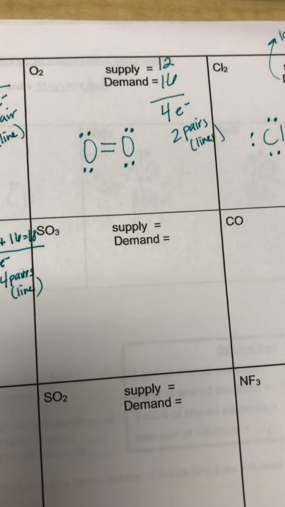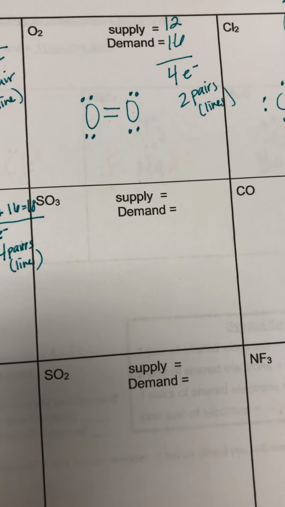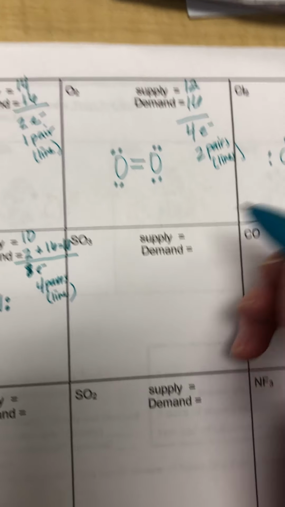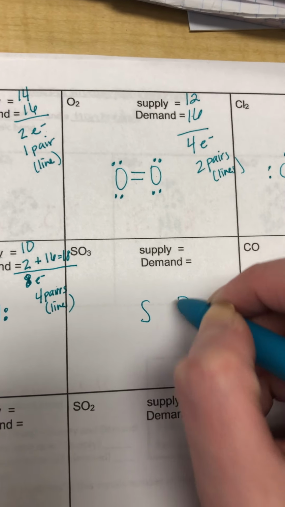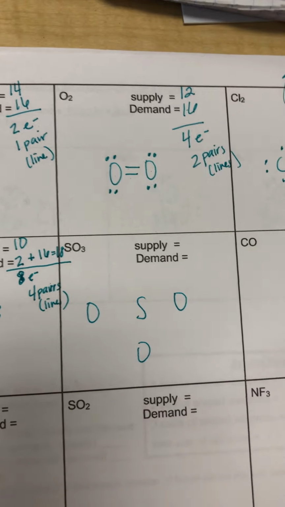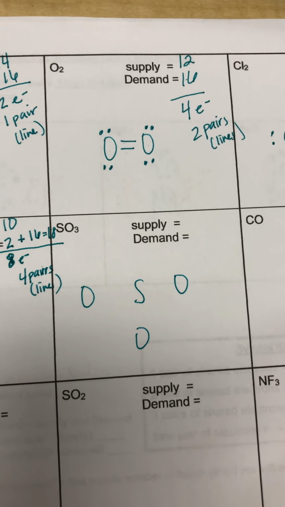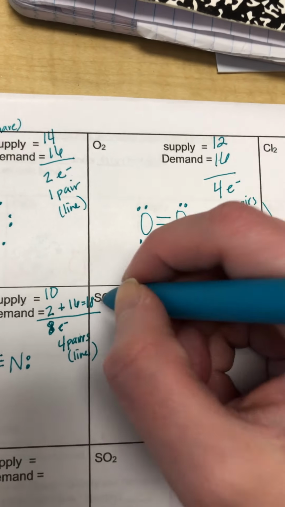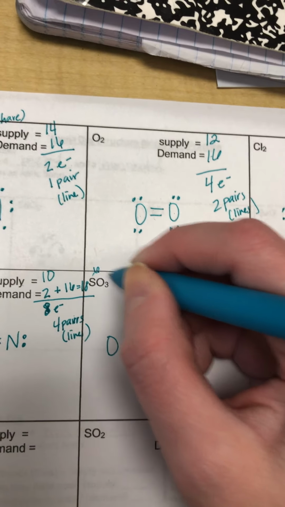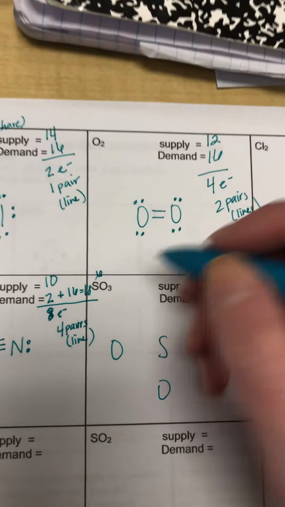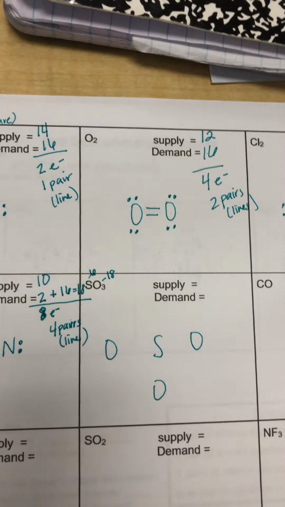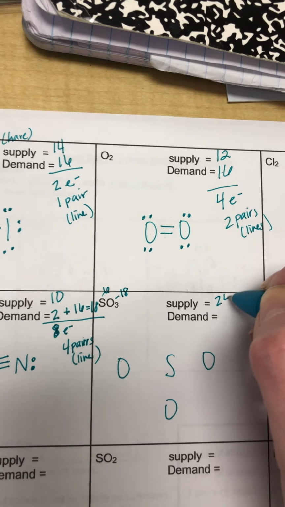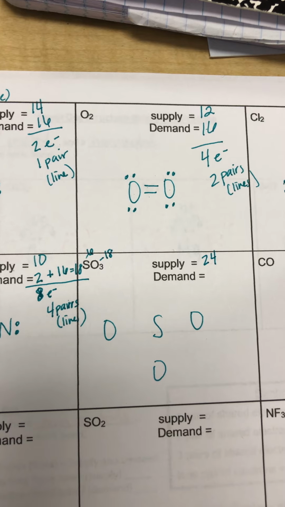Okay, let's look at SO3. Same thing, figure out my supply. First, I know I'm going to have S in the middle, with 3 oxygens surrounding it. Sulfur is 6. Oxygen is 6, but there's 3 of them, so that's 18. So my supply is 24.